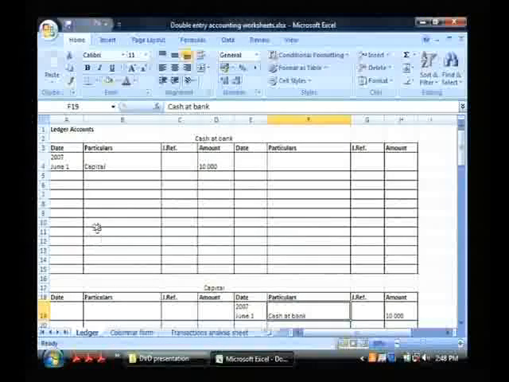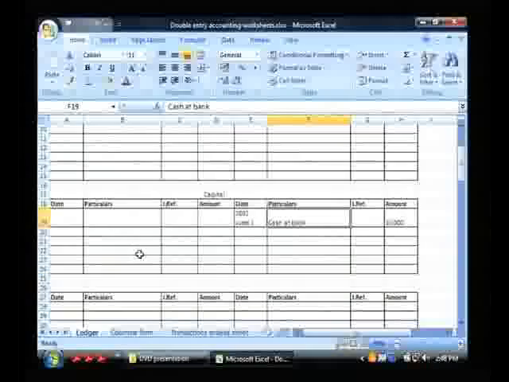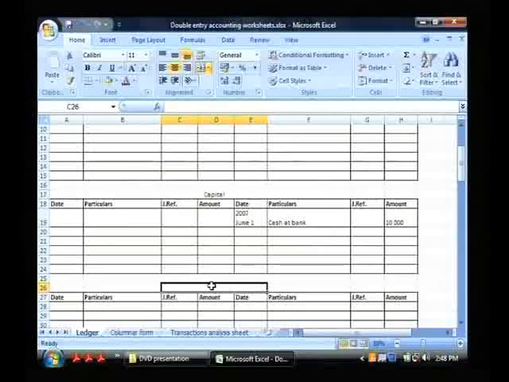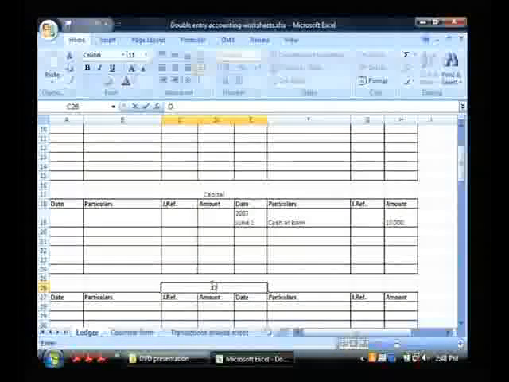The second is office furniture account debit and cash at bank account credit. So we need another account, a new account, office furniture.